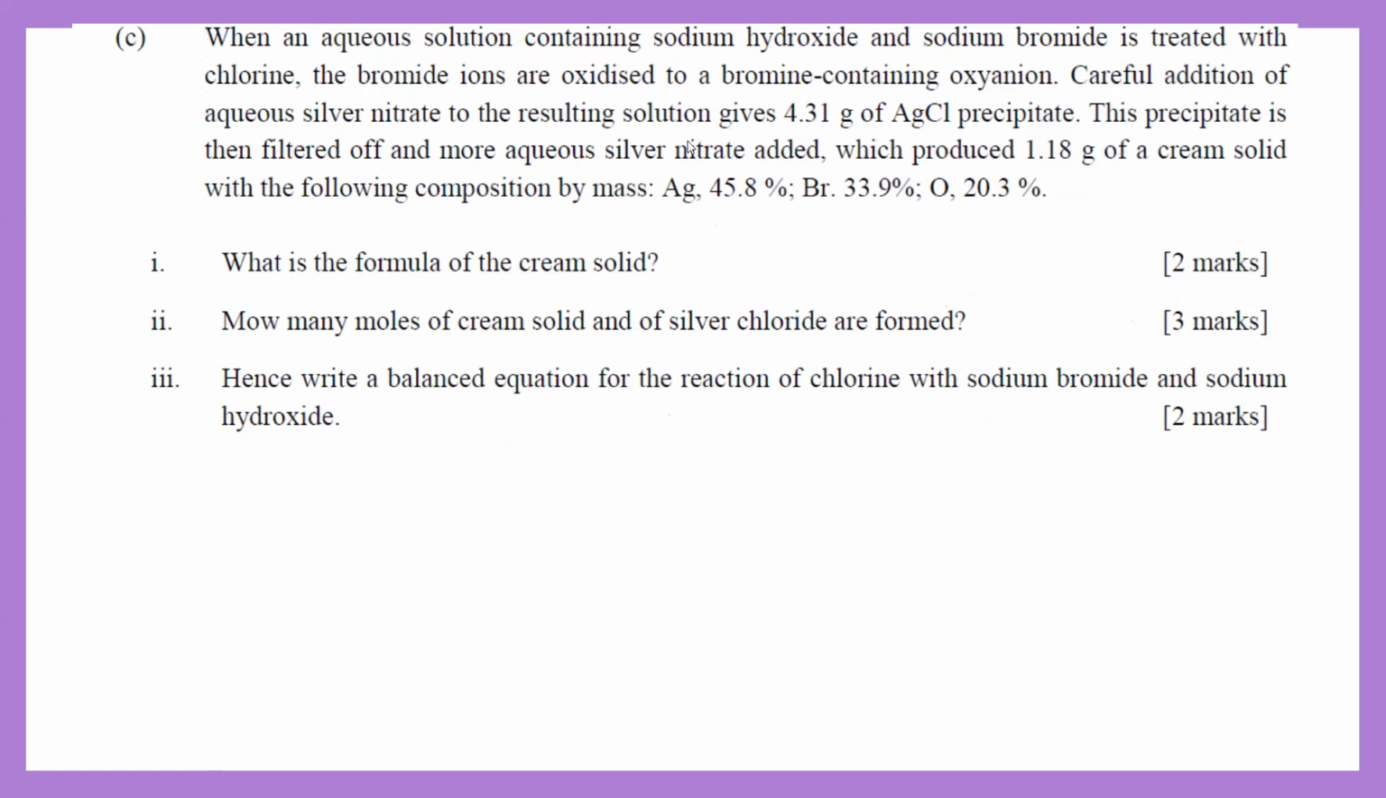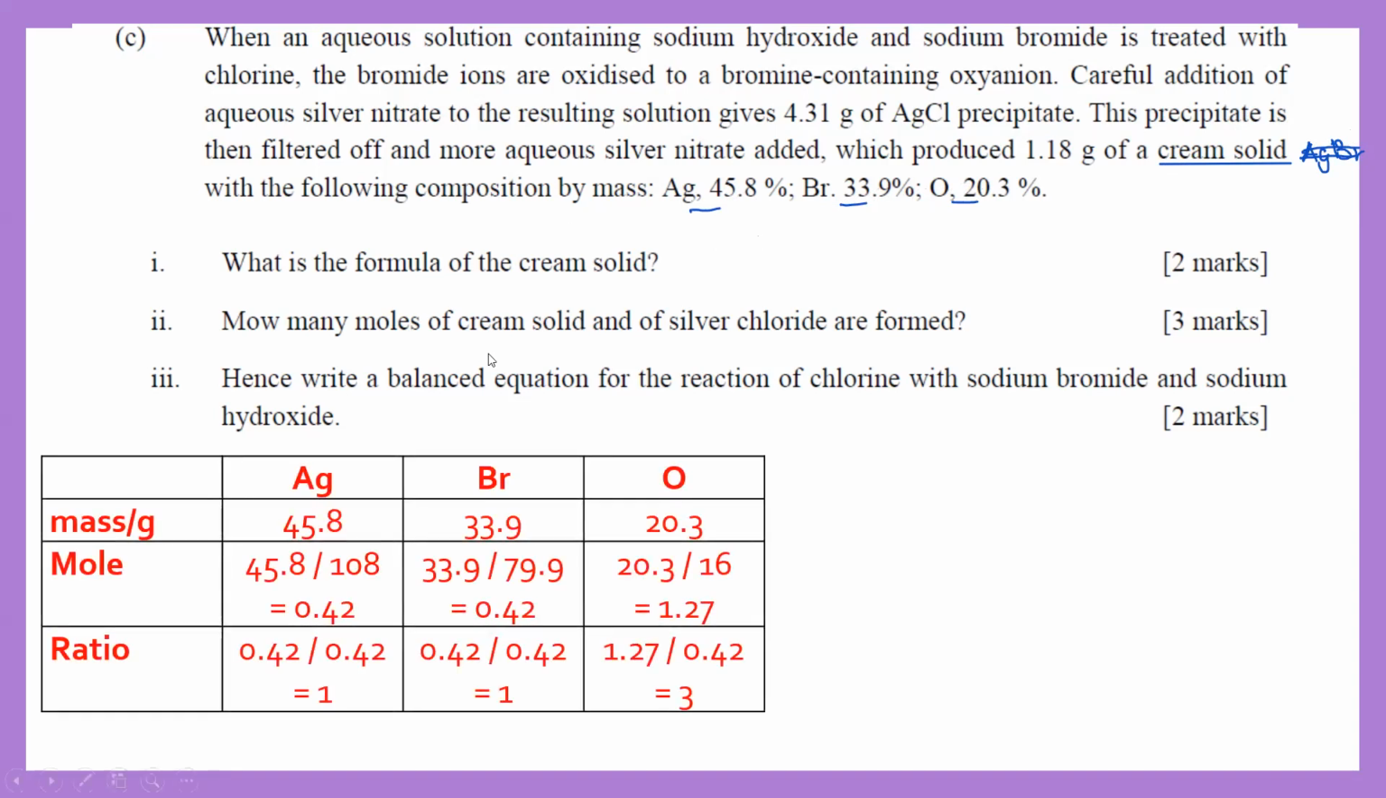So the cream solid in here is actually referring to silver bromide. Sorry, you have to know by yourself about this, with the following composition by mass. Oh okay, sorry, then it's not only silver bromide because it contains this mass. So what is the formula of the cream solid in here? You have to deduce the empirical formula. So you use the empirical formula calculation method. You have Ag, Br, and O with that percentage.